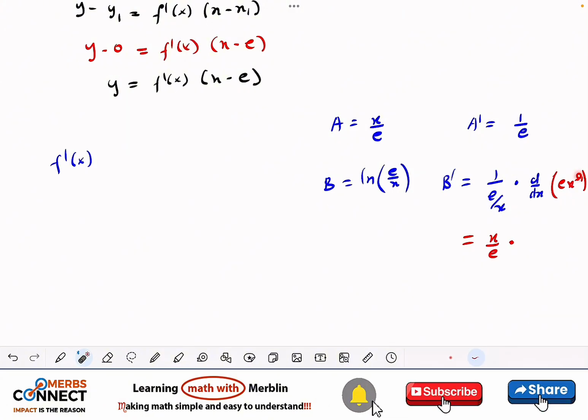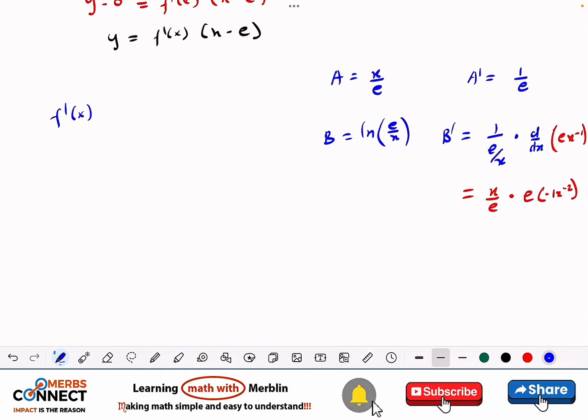Now when I differentiate this, I'm going to have e times, when I differentiate x to the power minus 1, minus 1 x to the power minus 2. So when I simplify that, this will cancel this. I'm going to have x times minus, and then x to the power minus 2 can be written as 1 over x squared, right? The 1 of the x will cancel, so I'm going to have minus 1 over x. So this is what I'm going to get at the end.